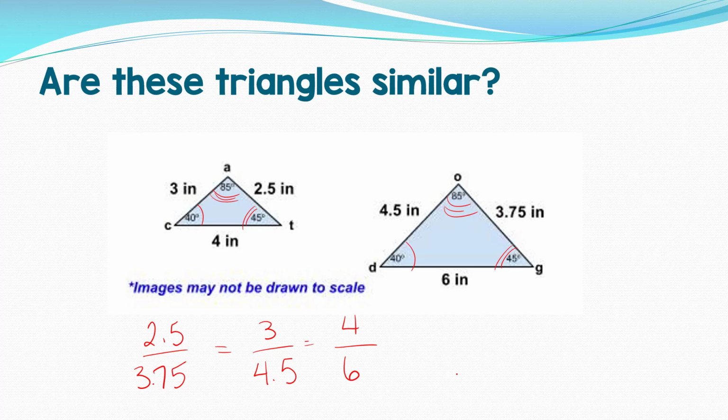Now you may want to use a calculator and get a decimal representation for each of these. So I'm going to divide 2.5 by 3.75 when you get weird numbers like this. And that's going to be 0.66 repeating. And then 3 divided by 4.5, and that is 0.66 repeating. And then 4 divided by 6 is 0.66 repeating. So this checks out. They are all proportionate.